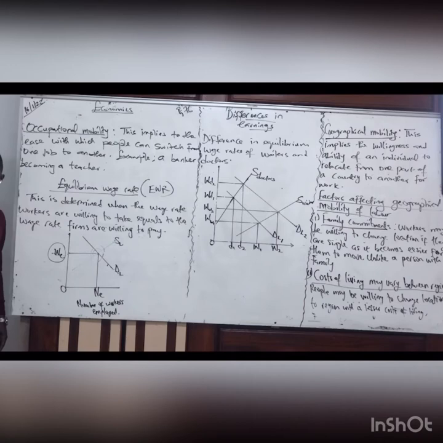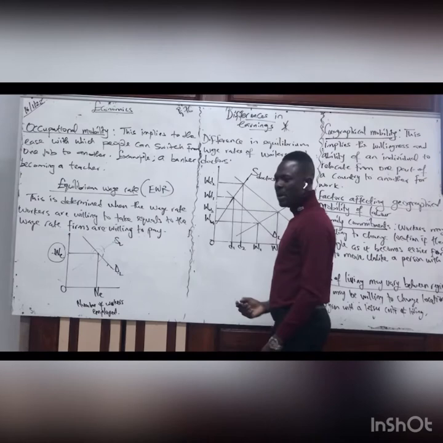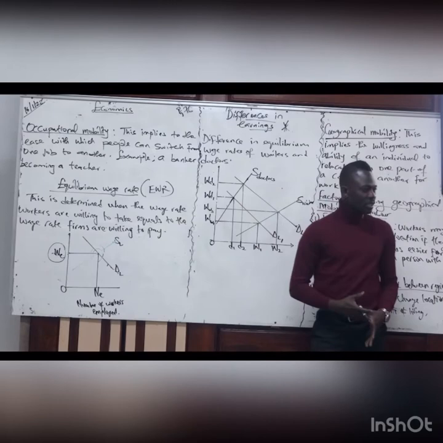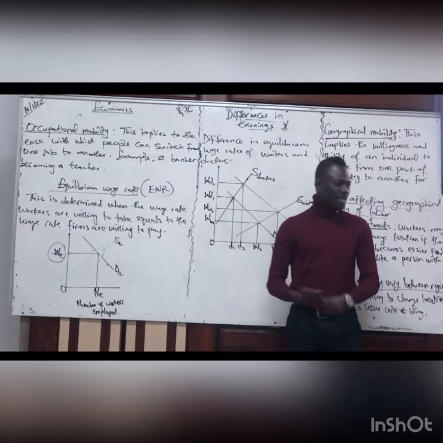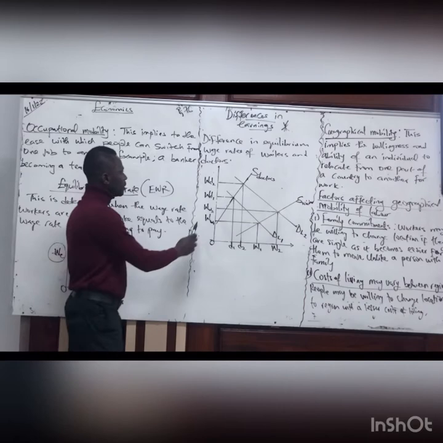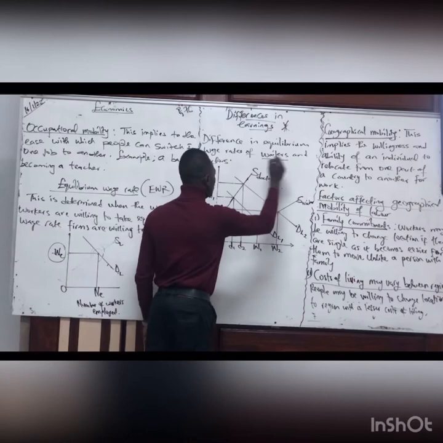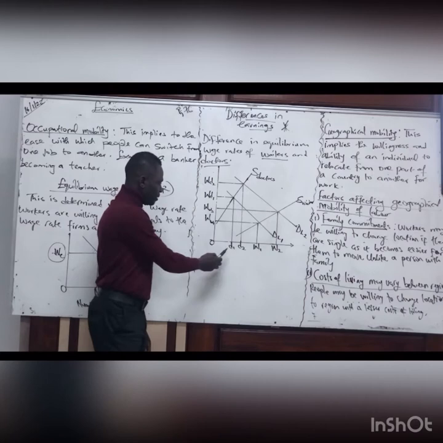When we talk about differences in earnings, we're talking about what makes certain professions get more pay than other professions, like the doctors and the waiters. Why are the doctors getting more pay than the waiters? So this is what we're going to explain here. So look at this graph. This is the difference in the equivalent wage rates of waiters and doctors. So based on this graph, this is for doctor, and this is for waiters.